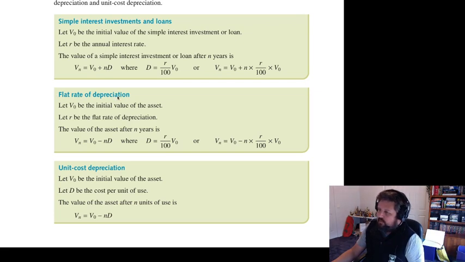Depreciation works the same, except obviously values are going down. So you're going to be subtracting n times d. D is the same thing again. You can see it all written in full.